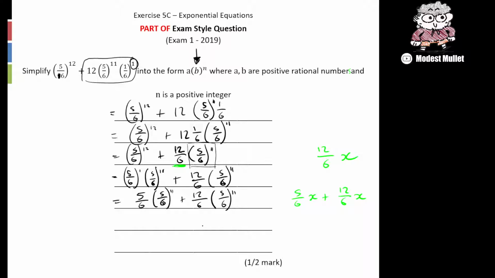So we just get 5 on 6 plus the 12 on 6 is equal to 17 on 6 times 5 on 6 to the 11. And we've now written it in that form where we have a, so think of it as our coefficient, b is the base, and both of those are rational, they're both fractions, and then we have the index, which is 11, and it is an integer, as it said there. And that's that problem.